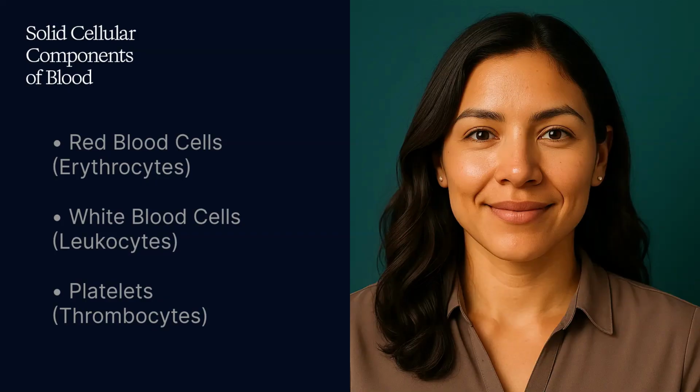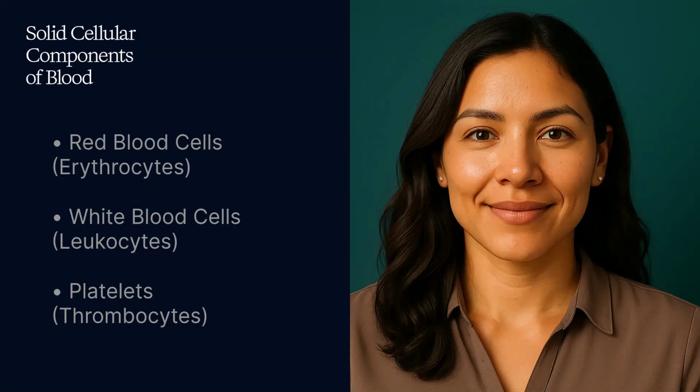Now we move to the solid, cellular components that do the heavy lifting in terms of oxygen transport and defense. Red blood cells, or erythrocytes, are little discs primarily responsible for 2 things: carrying oxygen from the lungs to the tissues and removing carbon dioxide from the tissues back to the lungs. Think of them as the delivery trucks of the body. White blood cells, or leukocytes, are your body's personal army. They are a core part of the immune system, detecting and fighting off pathogens, bacteria, viruses, and foreign invaders. When your white blood cell count is high, it usually means your body is fighting a battle.